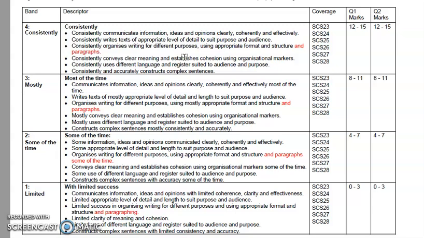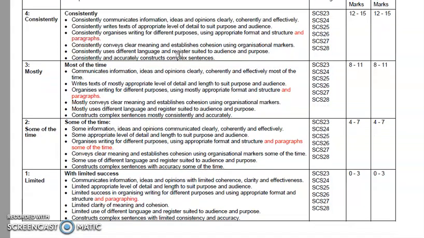Uses different language and register suited to purpose and audience. So, is your tone formal if you're writing to someone formally? Register also deals with style, so if you're trying to persuade someone, you might use quite a chatty and upbeat style. For instance, if you're complaining, it's going to be quite serious, regardless of how formal or informal that is going to be. And consistently accurately constructs complex sentences.